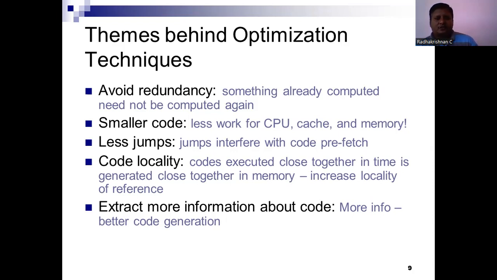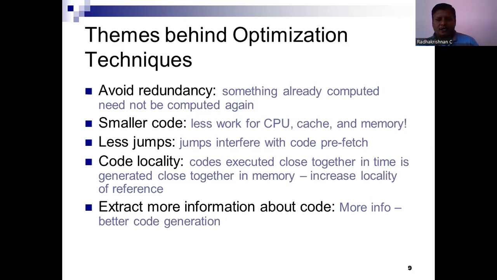Next, code locality. Code executed closer together in time is generated close together in memory. Increase the locality of reference. So try to utilize local variables and the corresponding memory locations near each other. Everything calculated within a bounded time means code locality is a very important point. That will increase the locality of reference, and the references will be calculated within a bounded time.